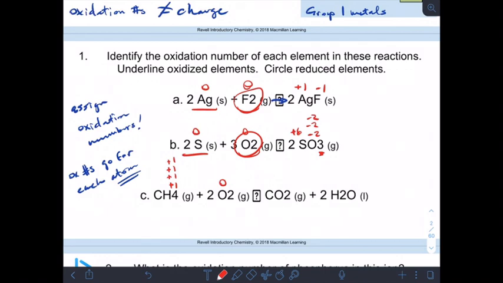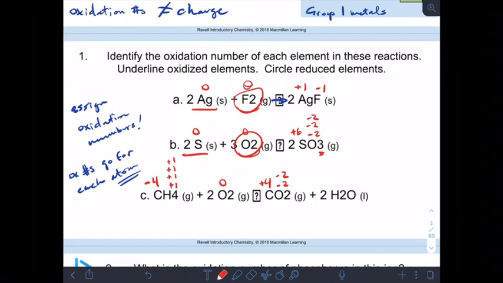Okay, so then in order for that whole molecule to have a total of 0, that means that my carbon has to have an oxidation number of minus 4. All right, now let's look at the product side. So in CO2, each oxygen is a minus 2, and I have 2 of them, so minus 2, minus 2. So in order for that whole thing to balance out, then the carbon has to be a plus 4.